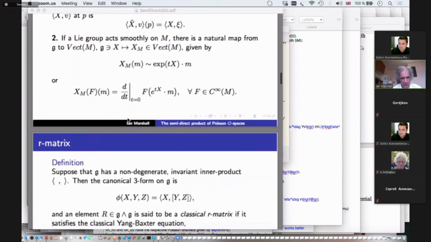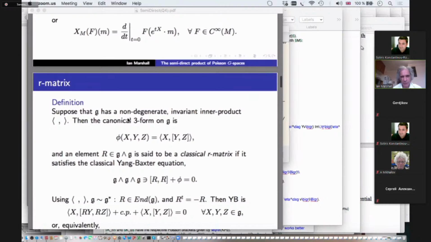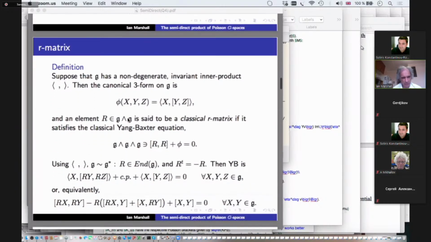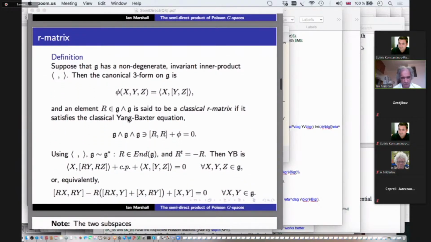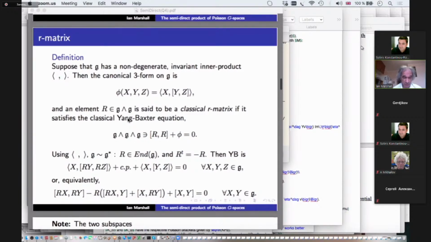Right, now I want to make a diversion to another useful gadget which we use almost always, from my point of view, always in Poisson Lie groups. So let's suppose that now this G is not necessarily the previous one. Let's start again. Suppose we have a Lie algebra with a non-degenerate invariant inner product. And then here's a definition of the canonical 3-form.